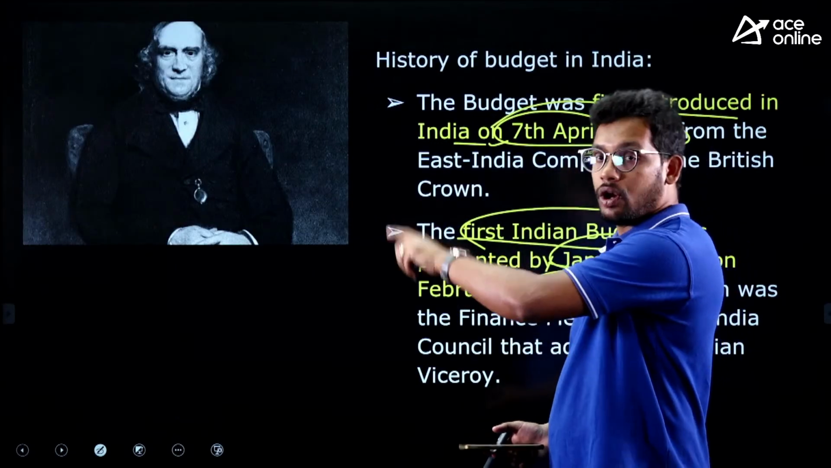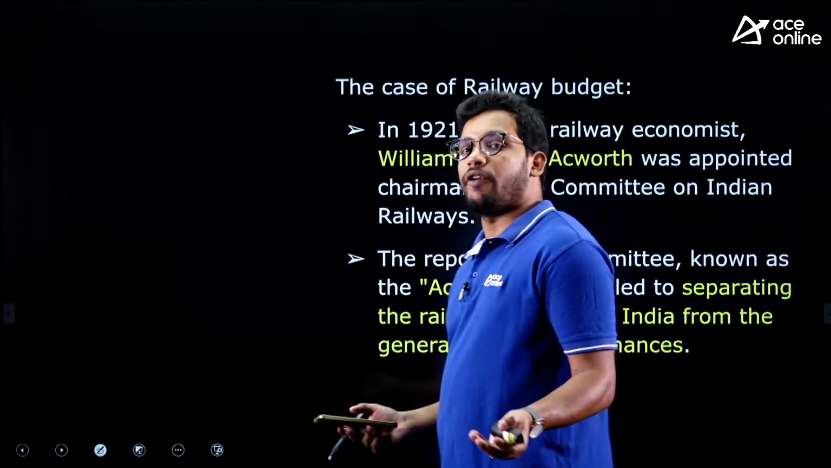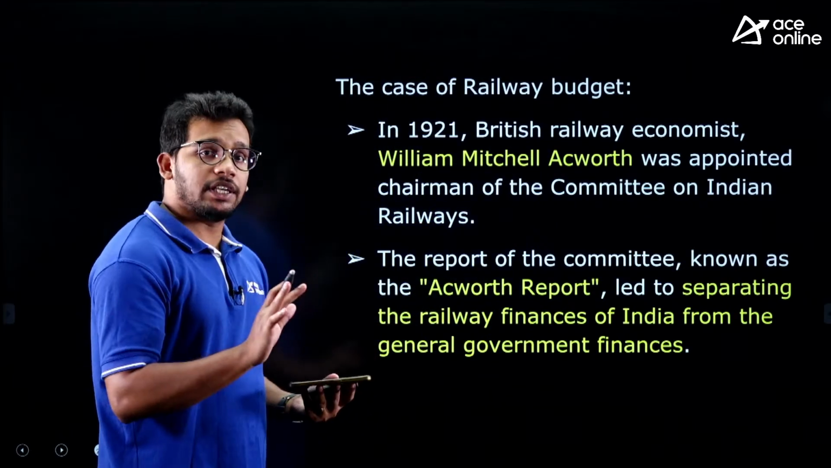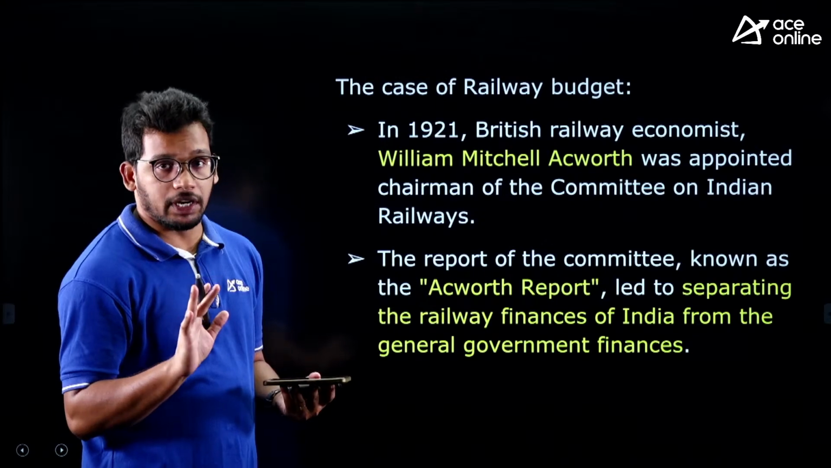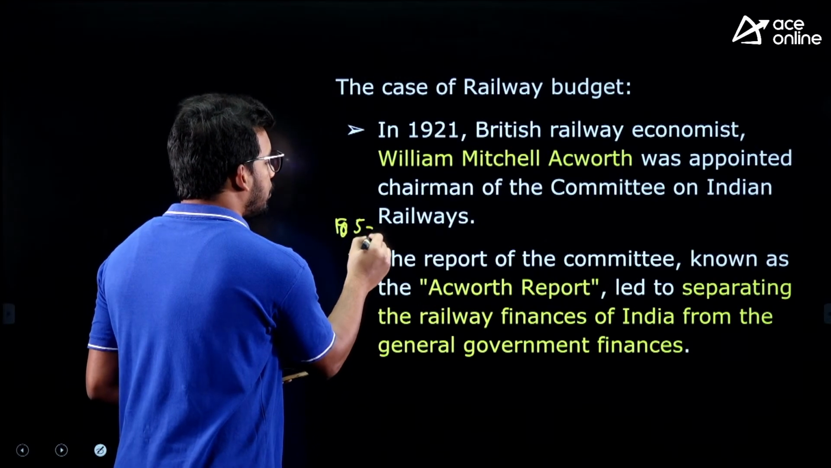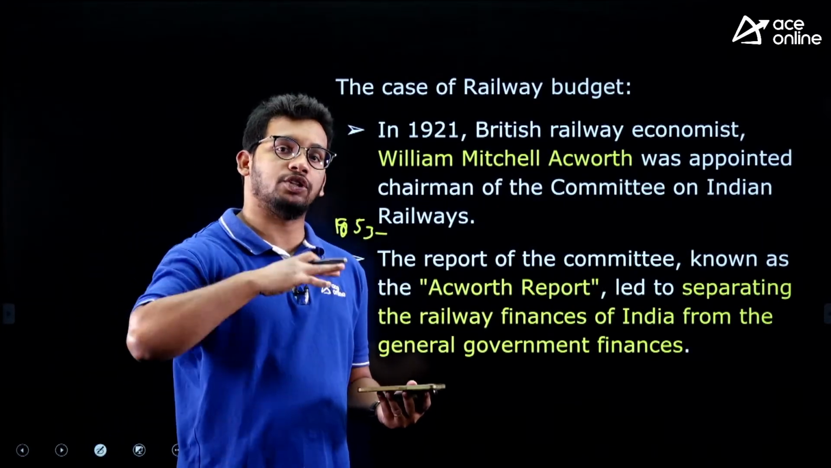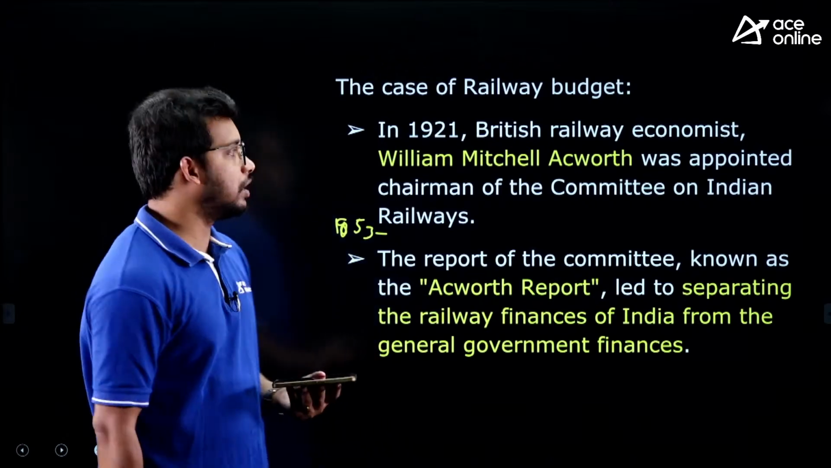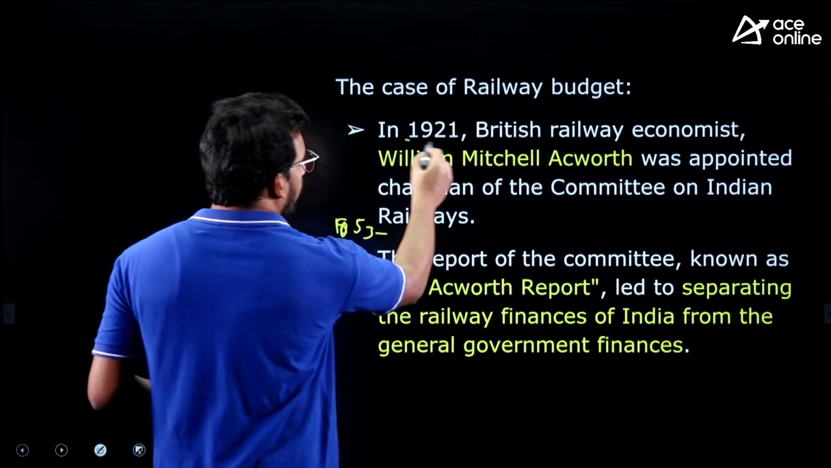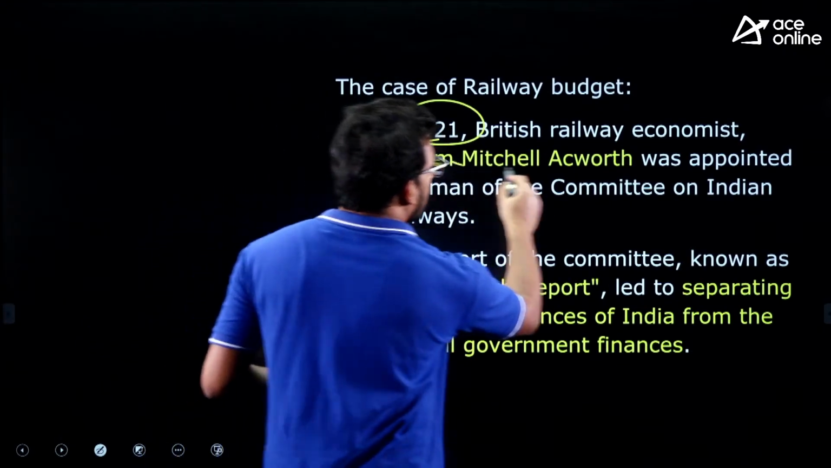So these facts, all that we have discussed, are very, very important. There are also a few more facts related to the budget that we will see here. Railways was one of the most important during the Britishers. You all know the first railway was produced in 1853 between Mumbai and Thane. After that, Britishers expanded railways because they wanted to exchange goods from one region to the other. So as railways' importance increased, in 1921, Britishers appointed a committee, the Acworth committee.